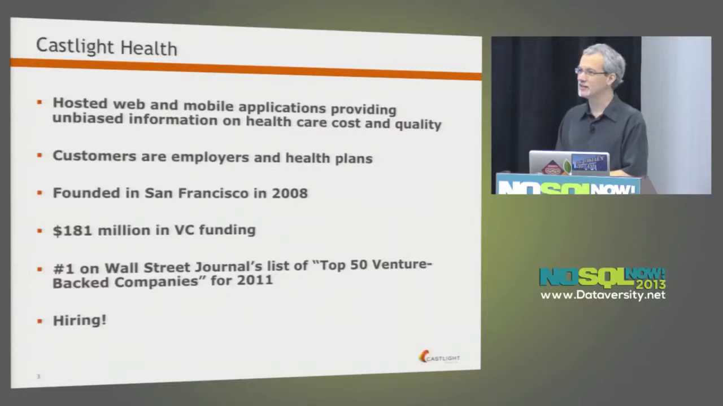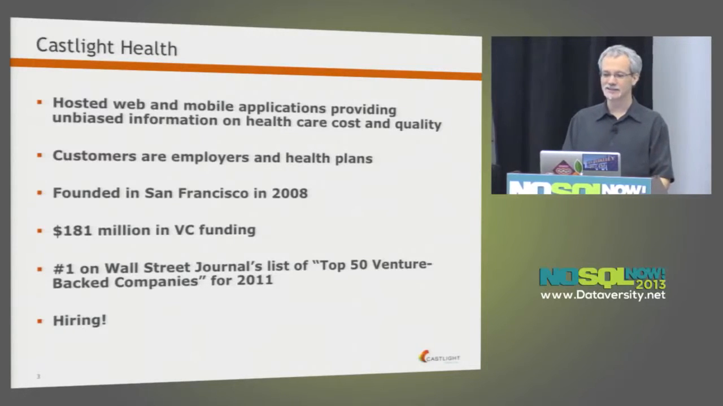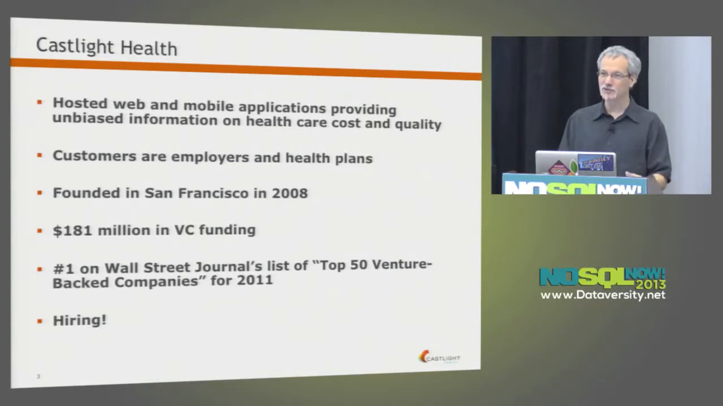Castlight is a growing startup, now at about 270 people. We're in San Francisco, and we've been there about 5 years. What we do is develop hosted and web applications that provide consumers with unbiased information on healthcare cost and quality, so you can effectively shop for healthcare based on cost, quality, and convenience. We sell to employers and health plans.